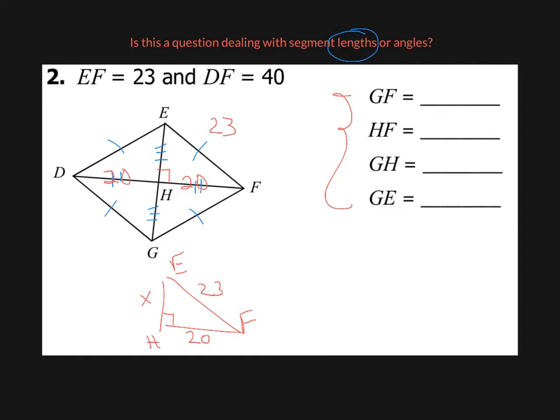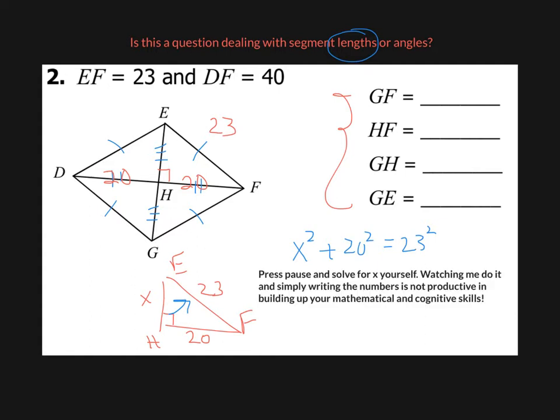Now remember, my hypotenuse is always opposite the right angle, so that would be x squared plus 20 squared equals 23 squared. And now I can go ahead and solve for x. So press pause and solve for x. Again, press pause and work out the value of x for yourself. Watching me do it and simply writing the numbers is not productive in building up your mathematical and cognitive skills. So press pause and really do the work throughout the video.